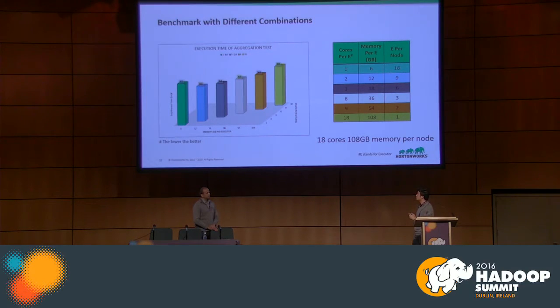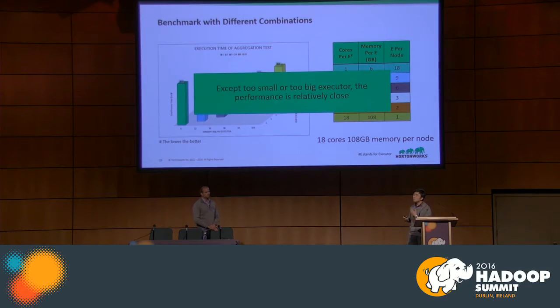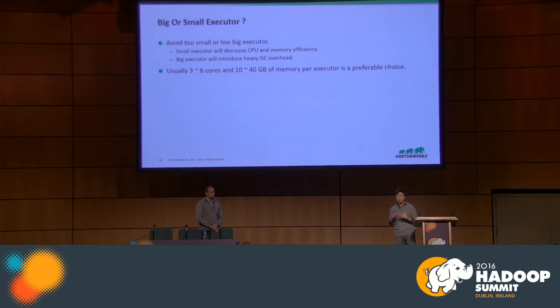Another thing is that in these four choices, the performance is quite close. So except for the 2 small and 2 big executors, the performance is relatively close. So why can't the 2 small and 2 big executors get good performance? For the small executor, the problem is that with this fixed amount of resource, you can assign more and more executors.